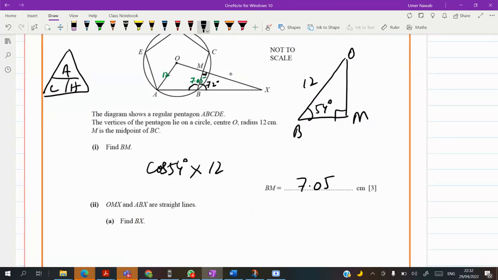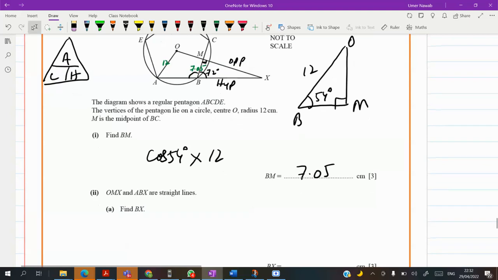Now, 72, again, I can use SOH CAH TOA. So this is your opposite, and this is your hypotenuse, because it is in front of 90 degrees. And the adjacent is given to me. Can I use again cosine? Because angle is given to me, or sine. I want to find hypotenuse, and the adjacent is given to me, which is 7.05. So adjacent, and hypotenuse given to me.